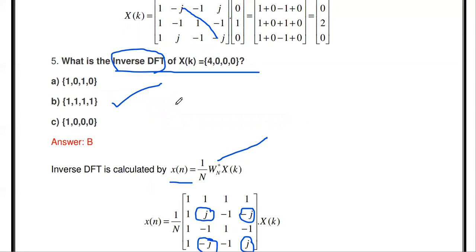If you calculate this inverse DFT using the formula method, the direct evaluation method, it is somewhat tedious. But this twiddle factor method is easy to calculate. So for two more problems, you can use this method.